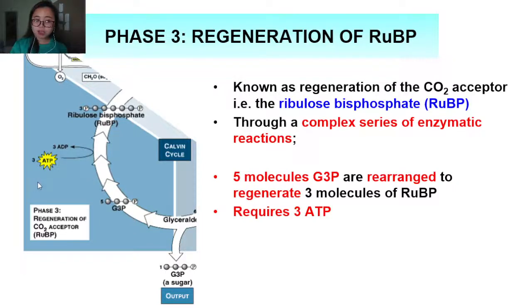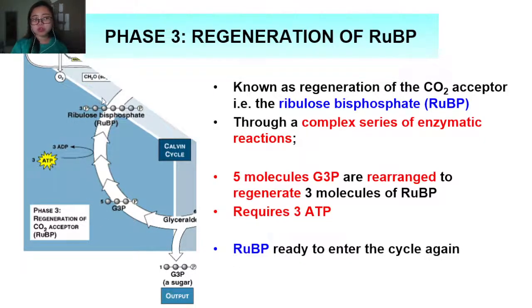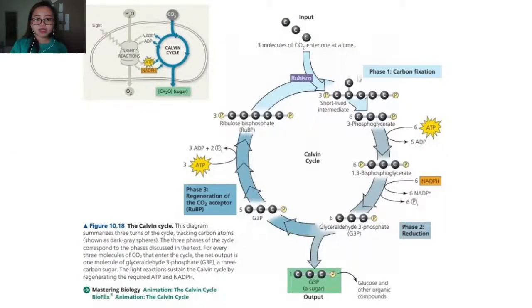And this step itself will require 3 molecules of ATP. At the end of phase 3, RUBP will be ready to enter the cycle once again. This is another diagram showing the Calvin cycle. Kita start dengan carbon fixation, followed by phase 2, which is reduction.